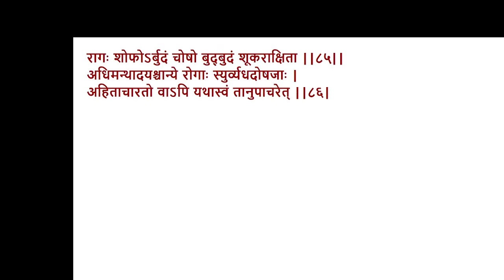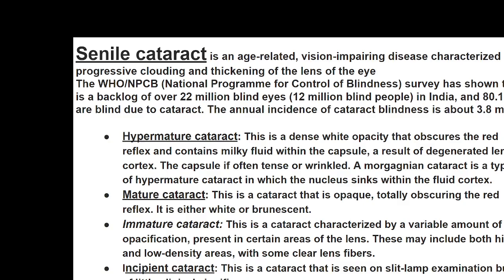रागशोफो अर्बुदम चोषो बुद्बुदम शर्कराक्षिता अधिमन्तादेश्चान्ये रोगाः स्युः व्यथदोषजाः अहिताचारतो वापि यथास्त्वं तानुपाचरेत्. As complications of the surgery, there could be more swelling, there could be arbuda, mass formation, or budbuda, bubbles formed in the sclera, or shukarakshita, the shape of the eyeball would be altered, or adhimantadi diseases can occur and they have to be treated accordingly.